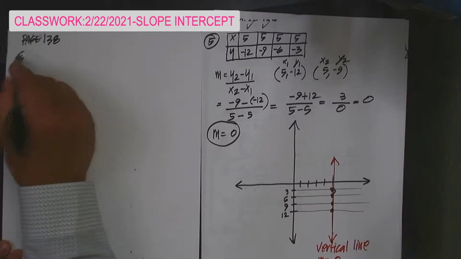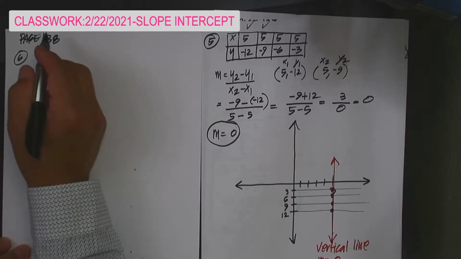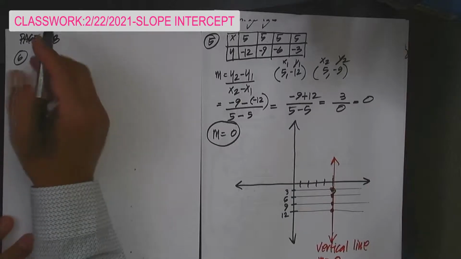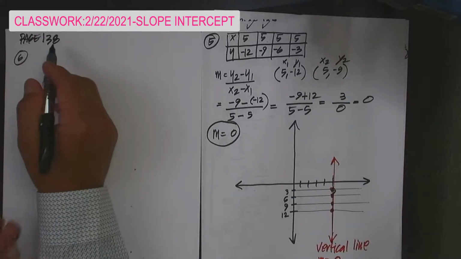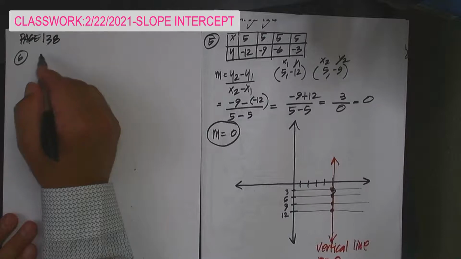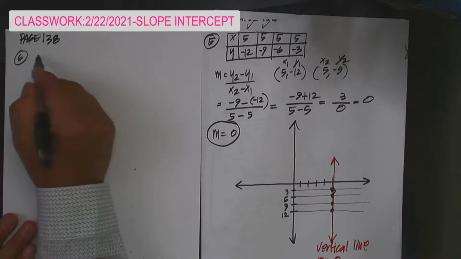Okay, number 6. The question is: find the slope and y-intercept of the graph of the linear equation. Find the slope first. Okay, let's find the y-intercept. Remember what was the formula that we have when we're looking for the y-intercept and x-intercept? So this is what we're going to do.